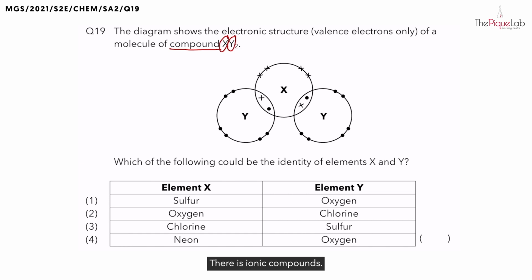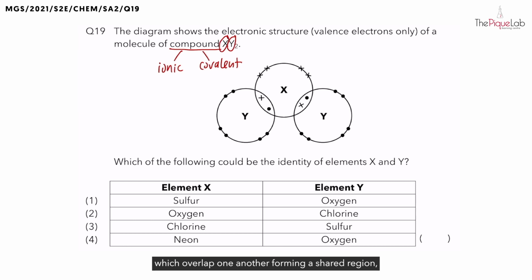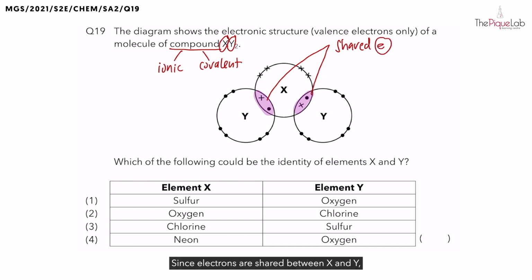There is ionic compounds and there is covalent compound. So how do I identify if this compound is an ionic or covalent compound? Let me share with you a trick. If you see in a diagram, electron shells which overlap one another, forming a shared region, those electrons in the shared space that are shaded in purple represent the shared electrons between X and Y. Since electrons are shared between X and Y, that is how a covalent compound is formed.